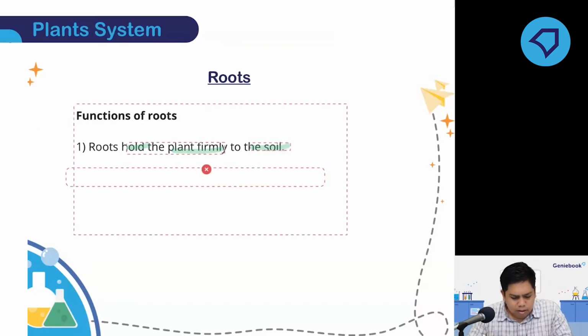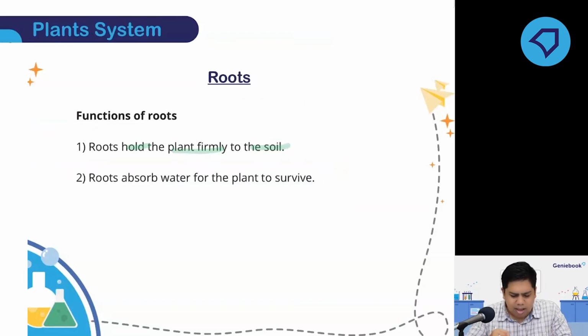Secondly, it is to absorb water for the plant to survive. Plants, as you know, like any other living things, need water to survive. That's one of the main substances living things need. So roots help to absorb the water from the soil for the plant to survive. And I know some of you are already mentioning it, like Yi Chen Liu.